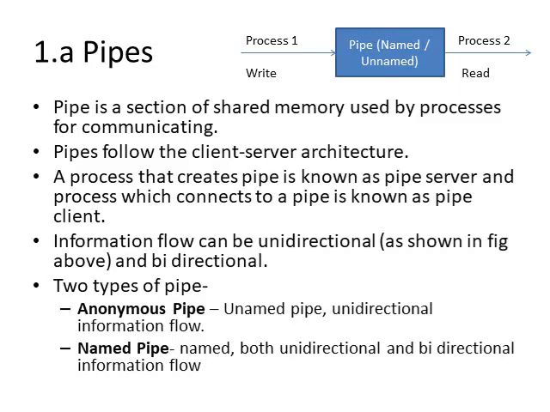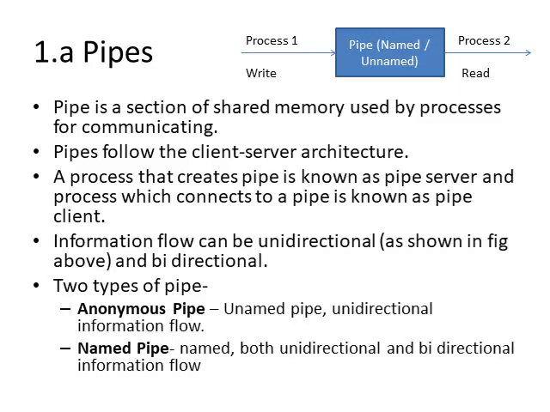So what it does is it is conducting a write operation on the pipe. Process 1 has done a write operation, whereas process 2 has a read operation. So here it's a unidirectional information flow.